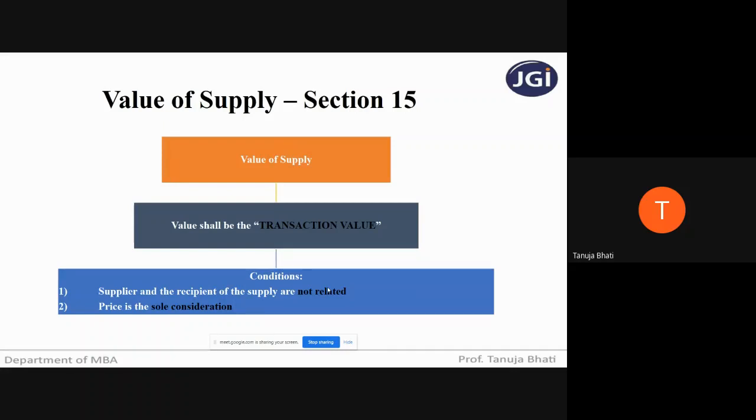Such persons are also related if they are officers or directors of one another's businesses. So suppose Mr. X and Y are the directors of the same company, or in each other's company they are directors, then they are considered to be related. If one person directly controls another person, so suppose he is holding more than 25% or 50% of shares in another person's company, then they are said to be related. If they are the members of the same family, they are said to be related.